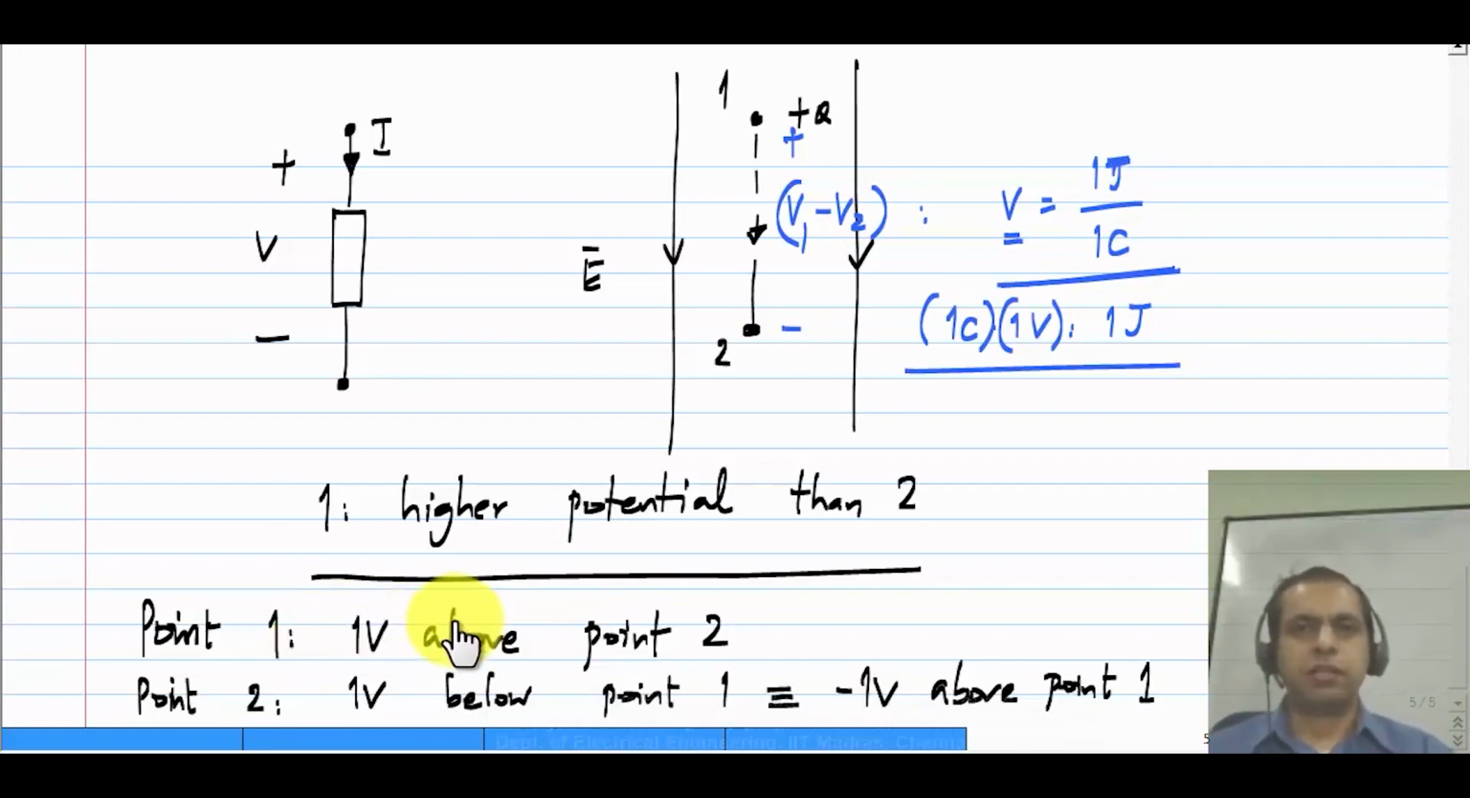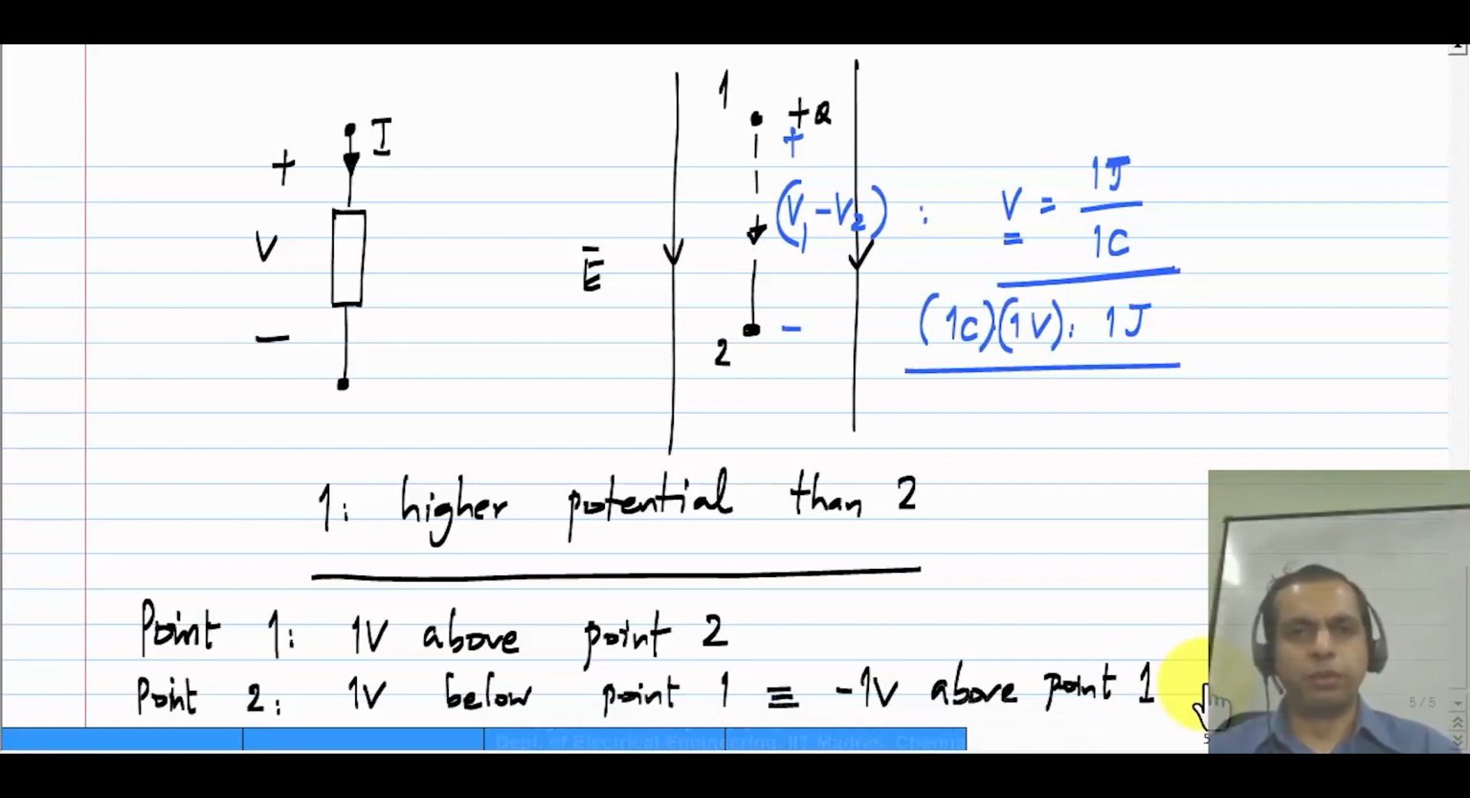Now this is like saying the upper floor of a building is 10 meters above the ground floor. That's of course legitimate. We could also say that the ground floor is 10 meters below the upper floor, and we could also say that the ground floor is minus 10 meters above the upper floor. Okay, it's a weird way of saying it.